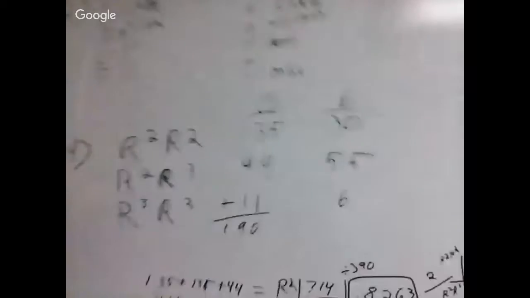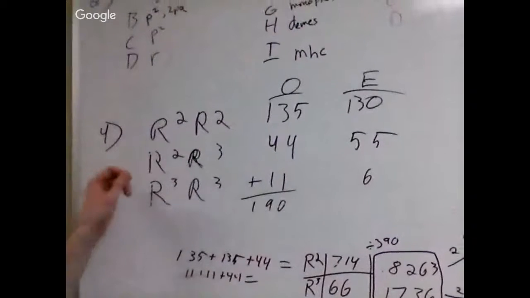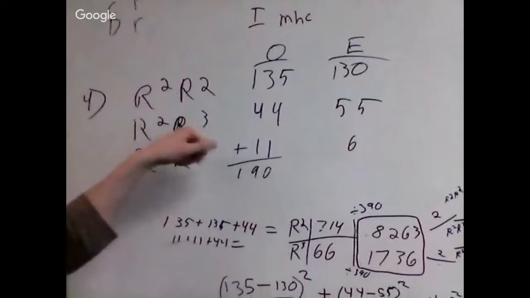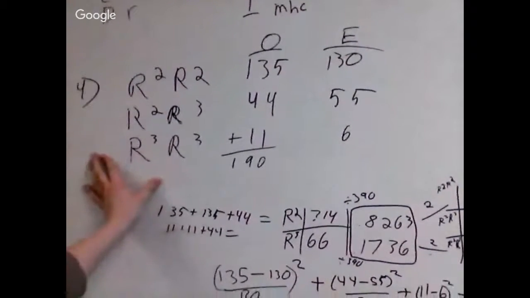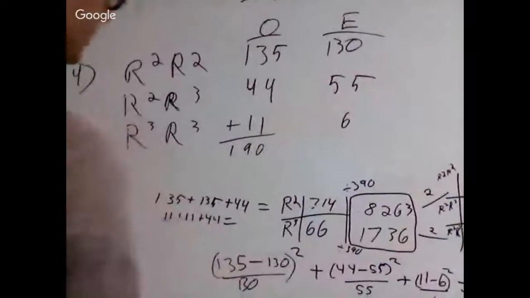Back to you, Drew. Alright, so 4, it's a little tricky. You have to find R2, and then you have to find R3, and R3 has a separate one too. So they find separate alleles. So we had the original and expected values we found.